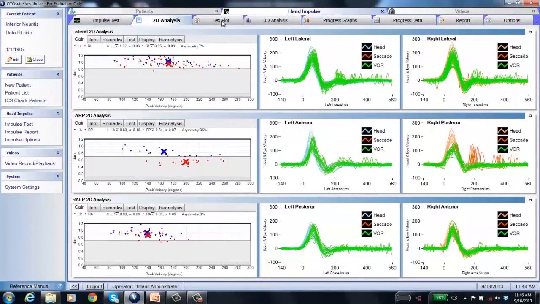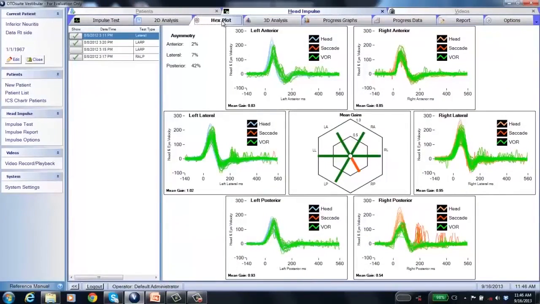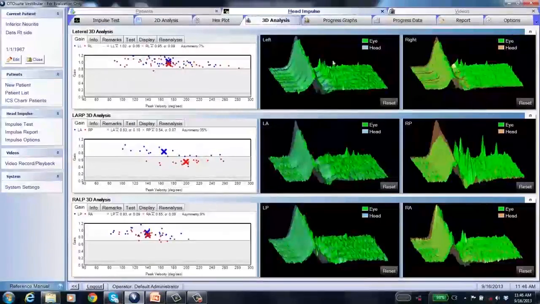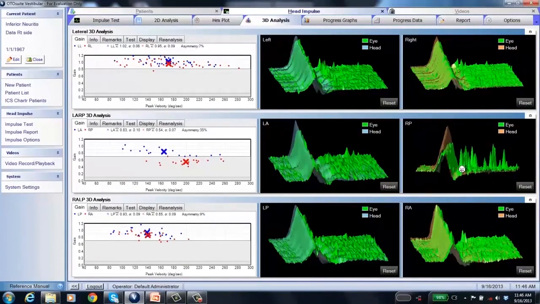And let's go to the hex plot. What do we see there? Right posterior is orange. That's abnormal. Everything else is green. And we can go to the 3D as well and see that we've got that canyon going on. There's a gap there that you can see, and then we've got these covert saccades.